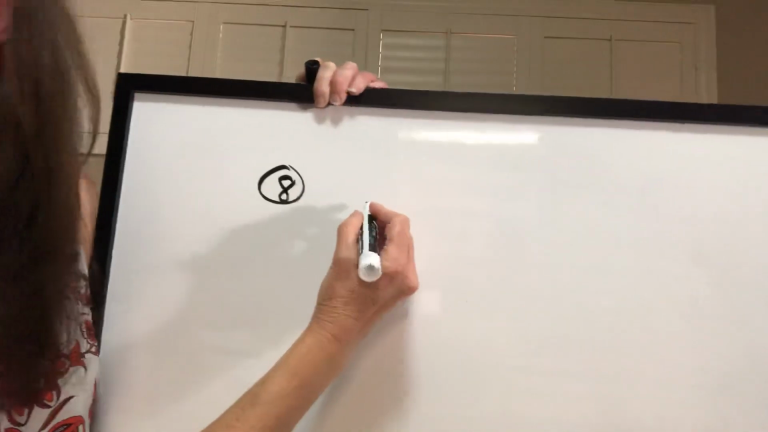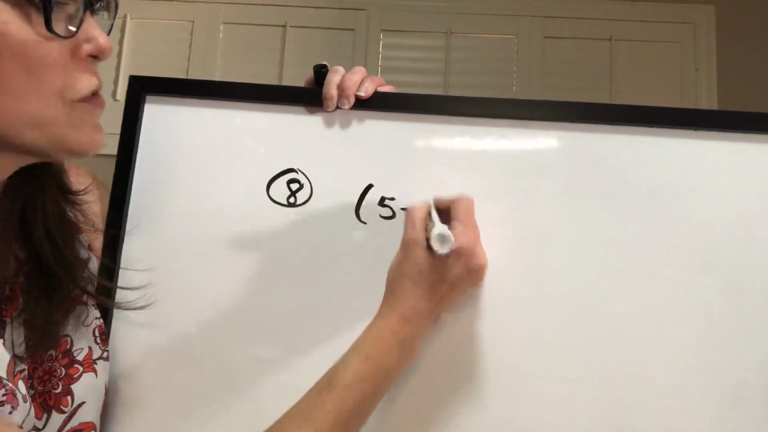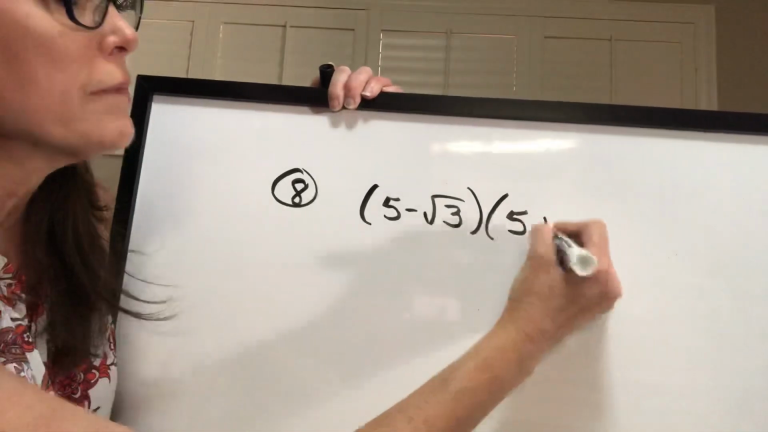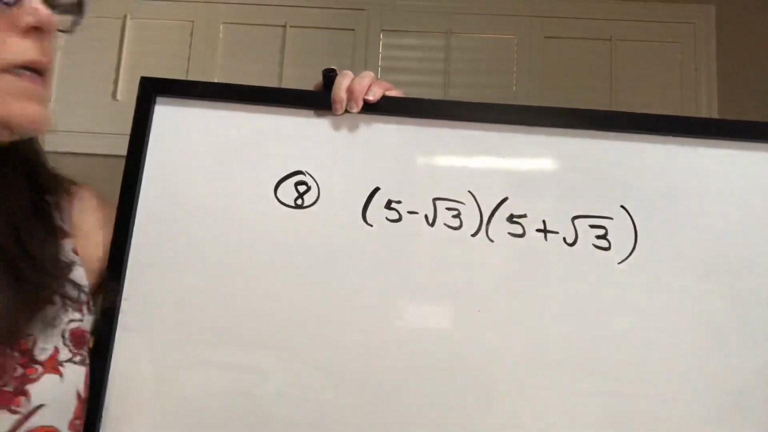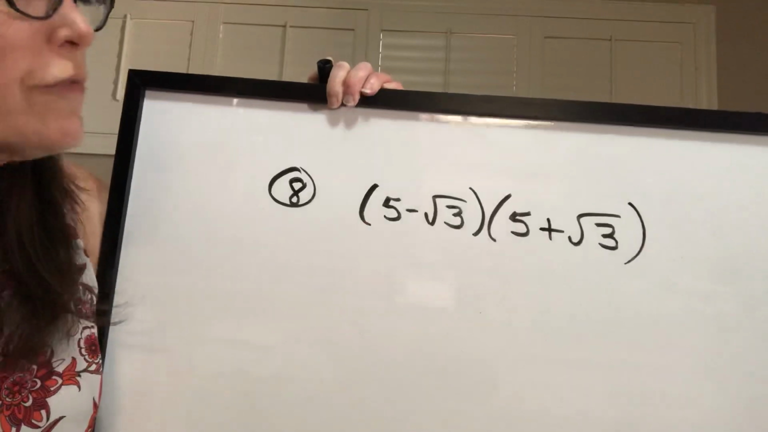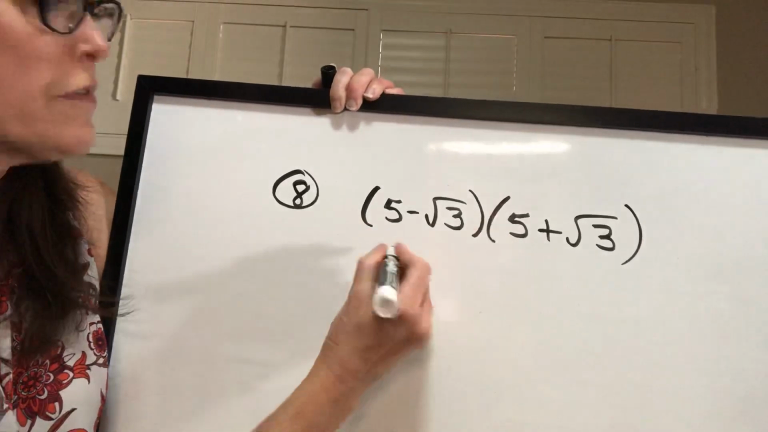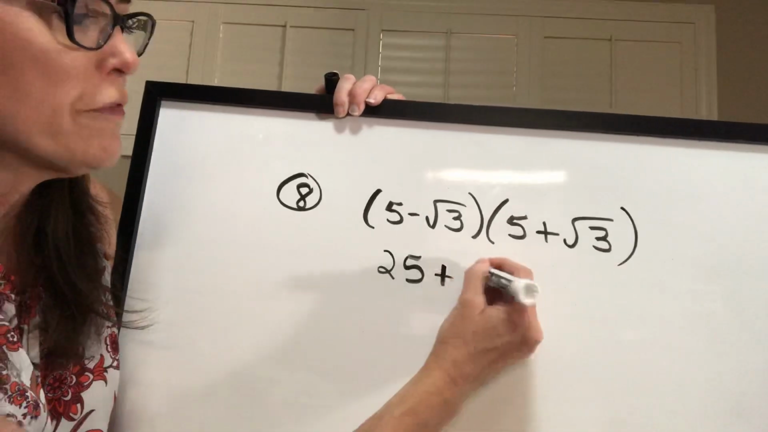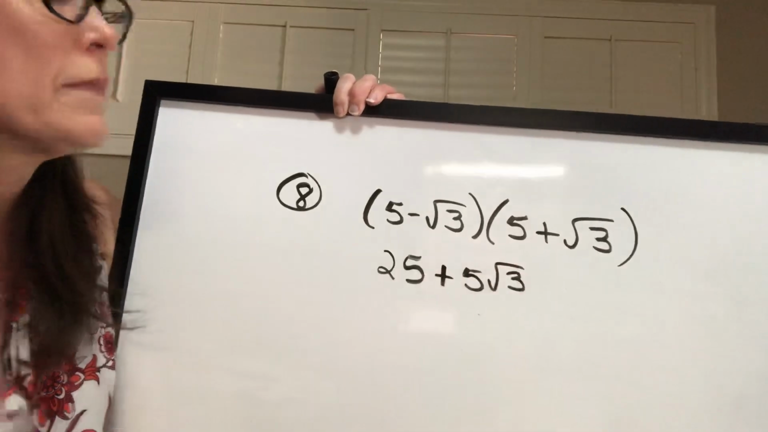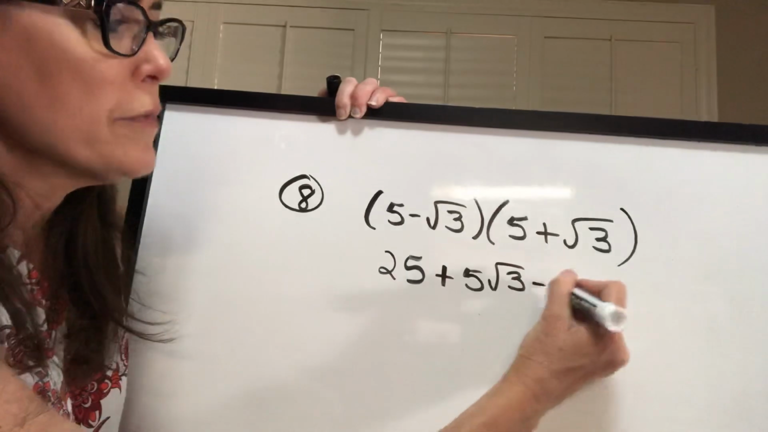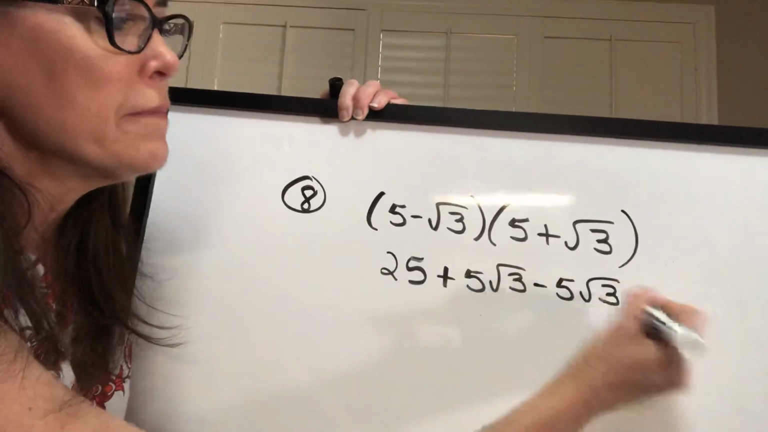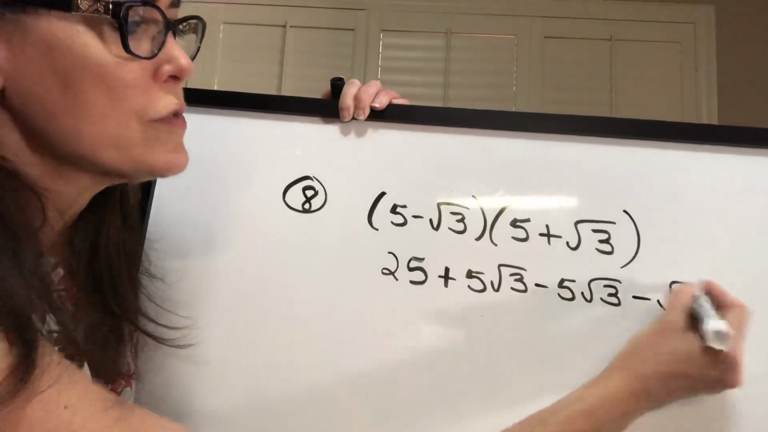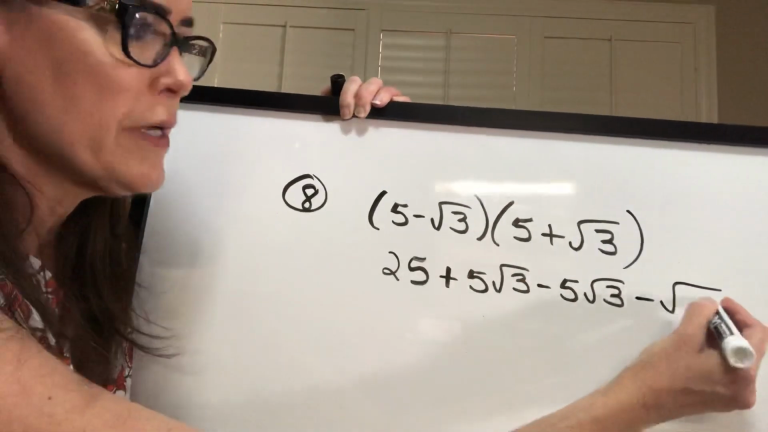Okay, so number 8, we have 5 minus square root 3, and then 5 plus square root 3. So this is, again, another time to do FOIL. So first would be 5 times 5, 25. When you do the outside, you would just put 5 square root of 3. When you do the inside, you would put negative 5 square root 3. And when you do the last part, it would be negative square root and multiply 3 times 3 and get 9.